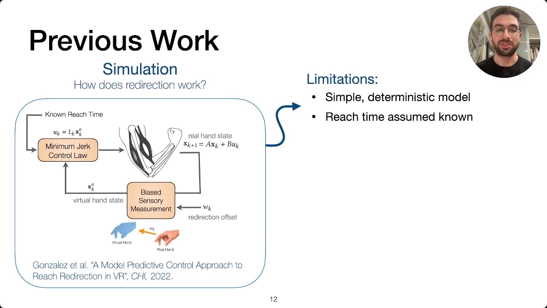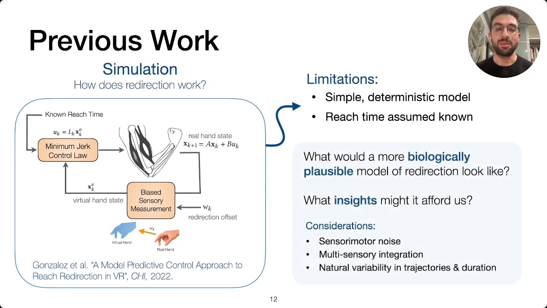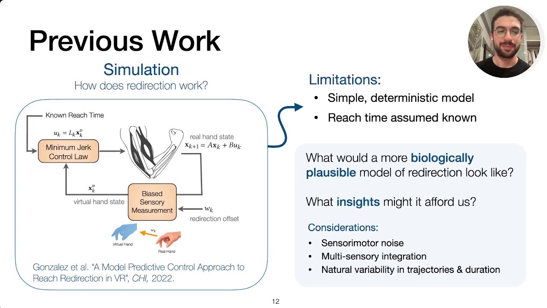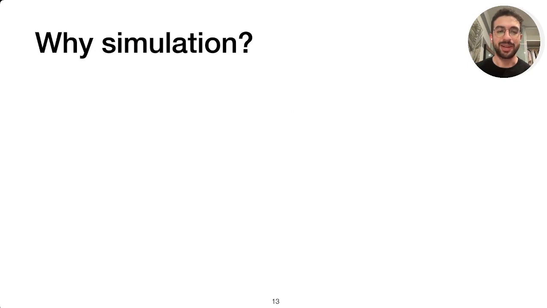We ignored important characteristics of the human system, such as noise, and made strong assumptions like assuming reach time was known. Following this, though, we asked what would be a more biologically plausible redirection model, and what insights might it afford us? Here we were interested in capturing things like the integration of vision and proprioception and natural movement variability. Why is a simulation like this valuable, though?